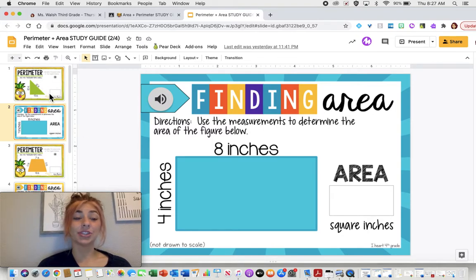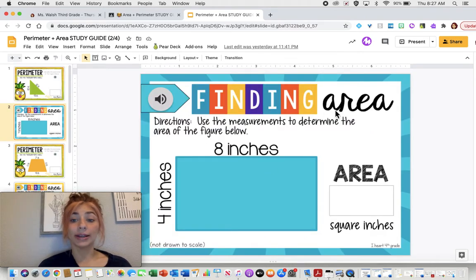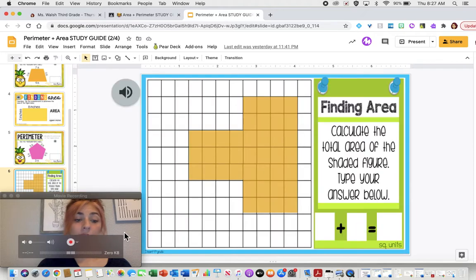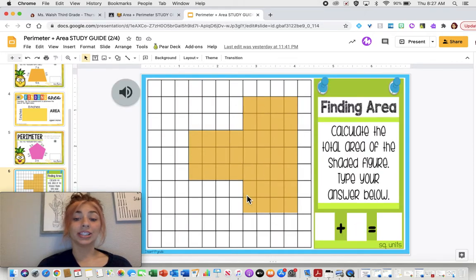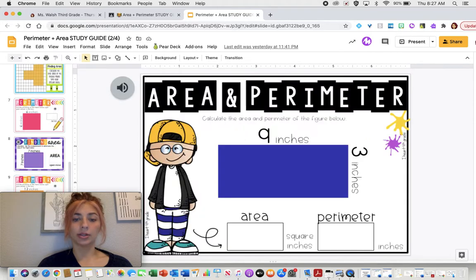Also, please pay attention to the directions. It will switch off between perimeter and area. So when it says perimeter, it wants you to find the perimeter, so you're adding all the sides. Here it wants you to find area, so you're going to multiply 8 times 4. And so on. Oh, here you're finding the area. You need to calculate the total area of this irregular shape. So first you need to cut it into 2 regular shapes. And so on. And then finally for this last one, you are going to do area and perimeter. So keep that in mind.